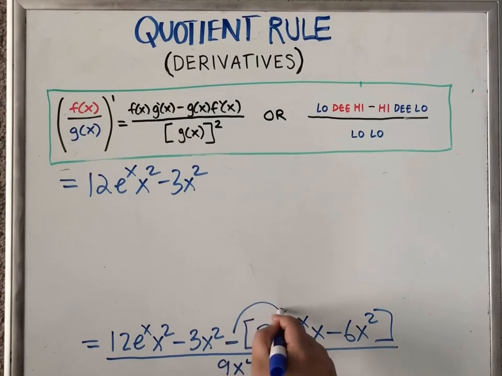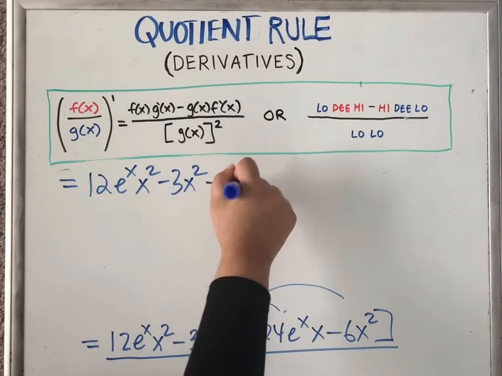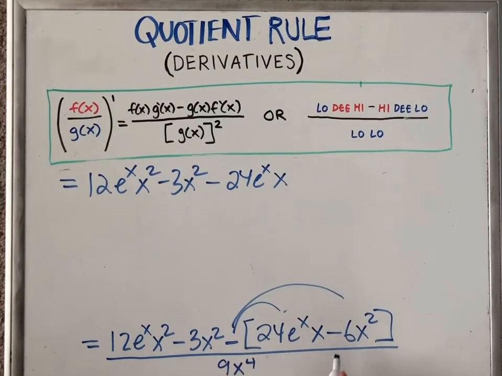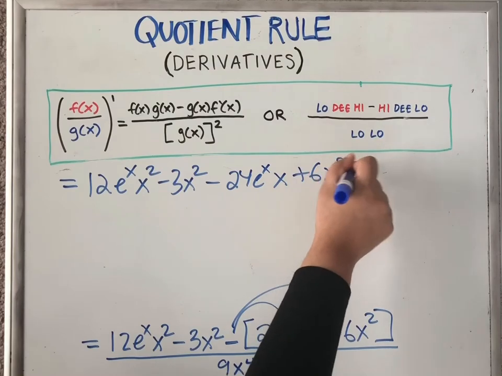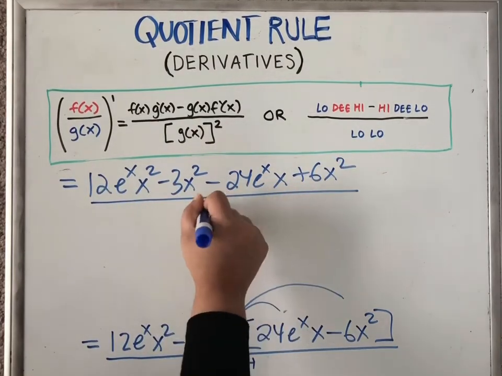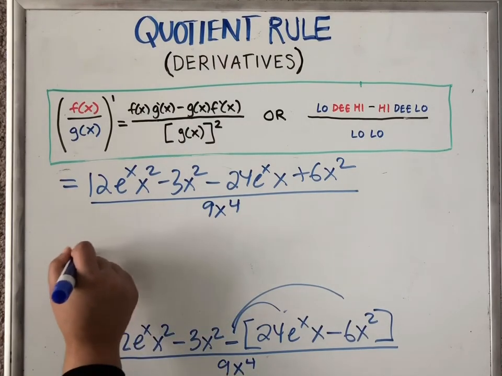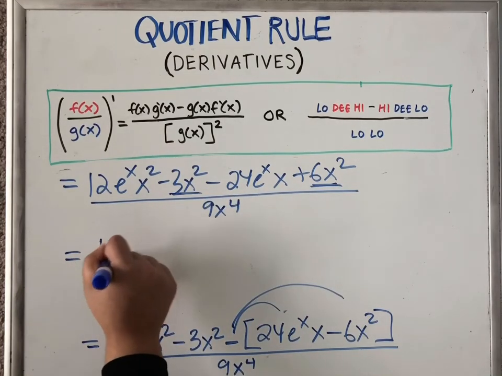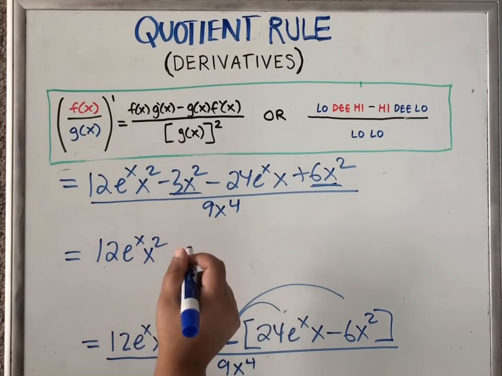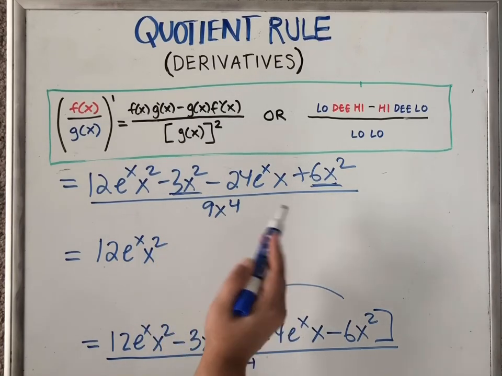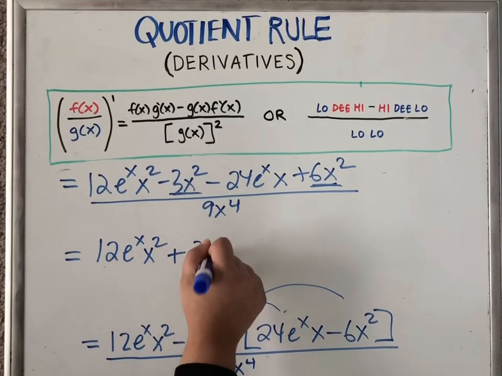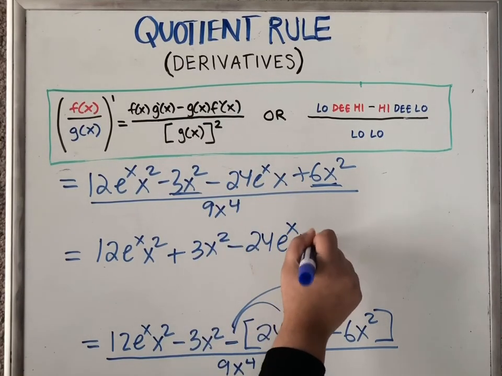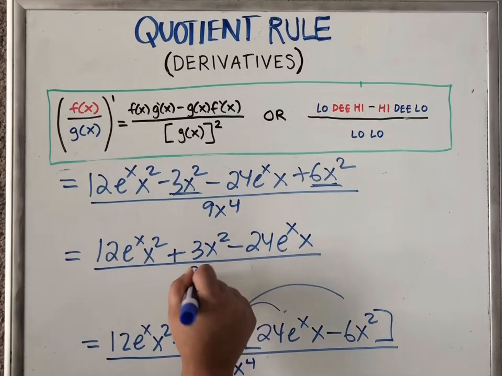And I'm going to just distribute this negative through. So it's going to be a minus 24e to the x times x, and then minus times the minus, which is a plus 6x squared, all over 9x to the fourth. And just our final step over here, right? We just combine these like terms right here. So we're going to get a 12e to the x squared. A negative 3x squared plus a positive 6x squared is going to give us a positive 3x squared. Then minus 24e to the x times x, all over our 9x to the fourth.